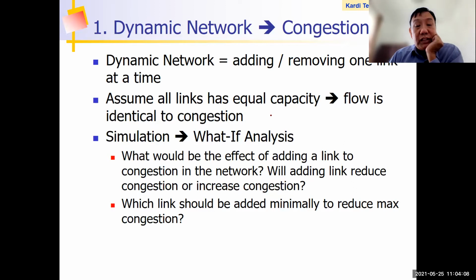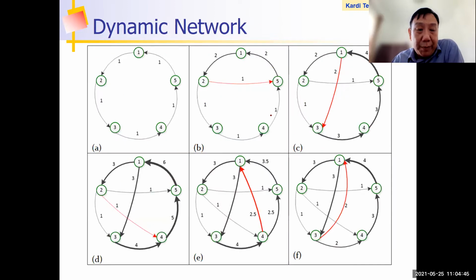This is an example of application of IFN to check the congestion in a network. For example, you want to add or remove one link at a time, and let's assume that all links have equal capacity. In this case, the flow is identical to congestion. We want to ask, what will be the effect of adding a link to congestion in the network? Will adding a link reduce congestion or increase congestion? And which link should be added to minimally reduce the maximum congestion?